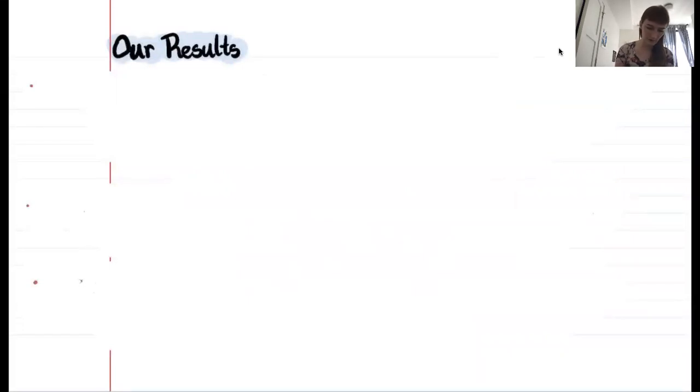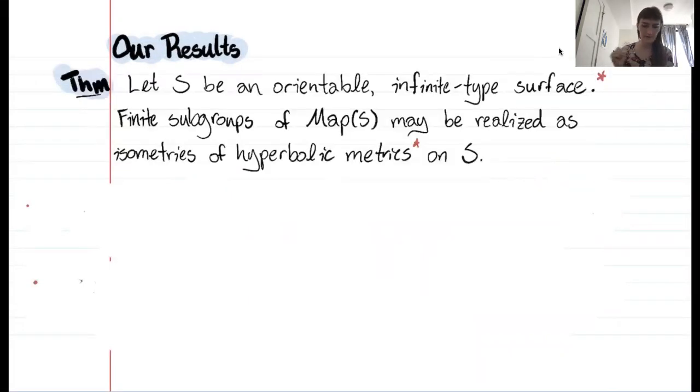So our results first. Our first theorem is the Nielsen realization itself. Here's the setup. Let S be an orientable infinite type surface. Which types of surfaces are allowed? We're allowed to have boundary, but I'm going to insist that the boundary is a union of circles, so no infinite arc in our boundary. The theorem says that finite subgroups of the mapping class group of S may be realized as groups of isometries of hyperbolic metrics on S.